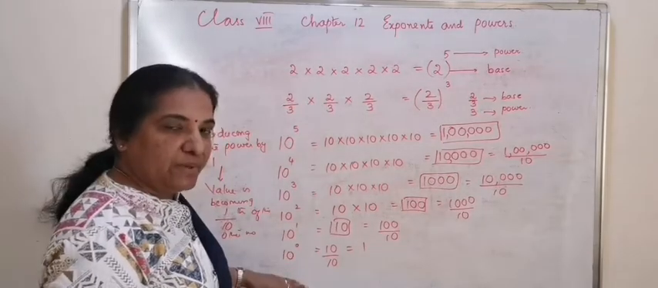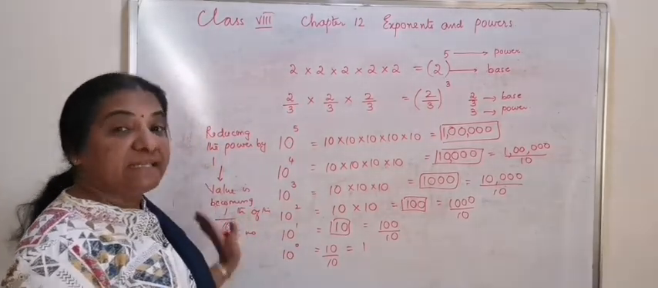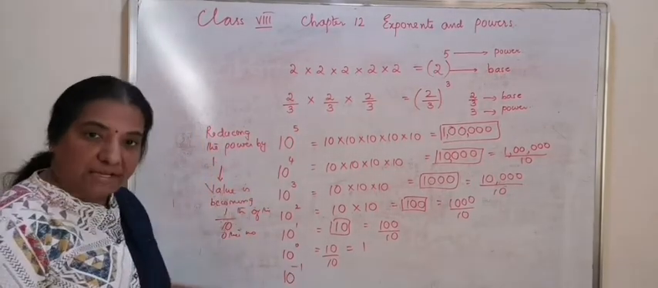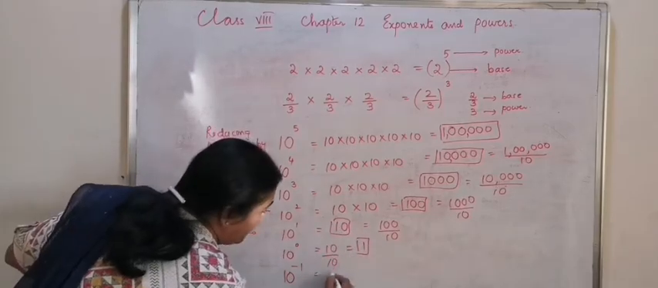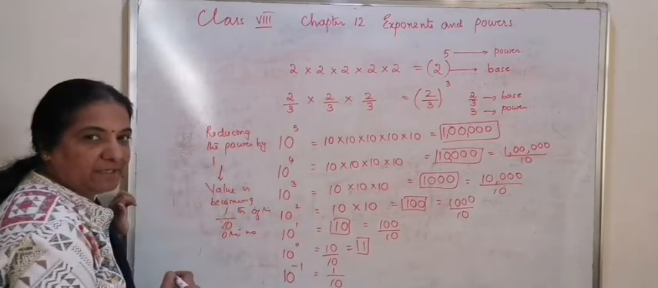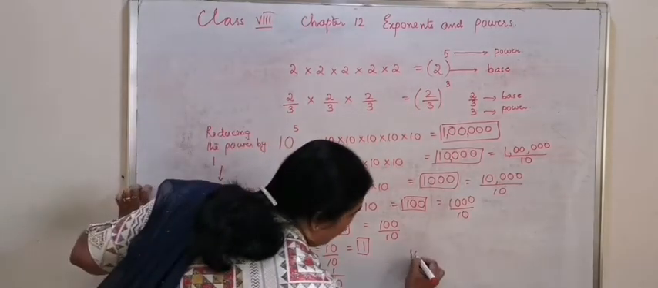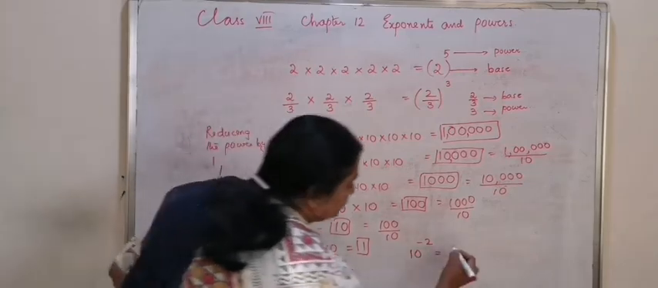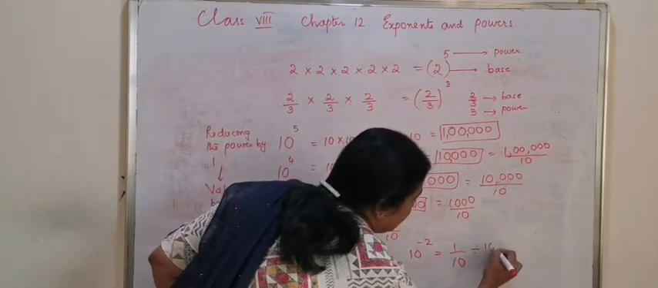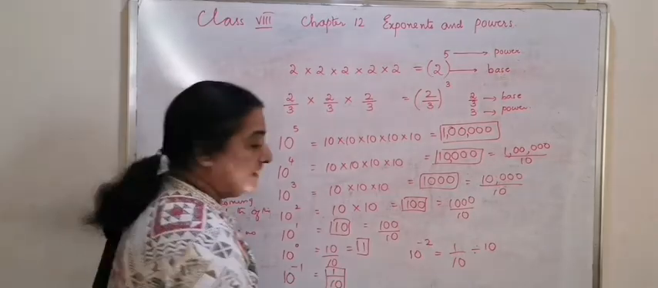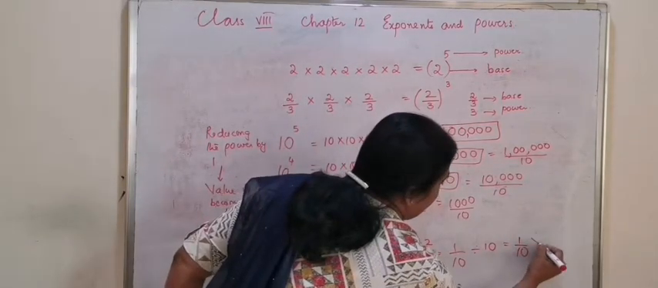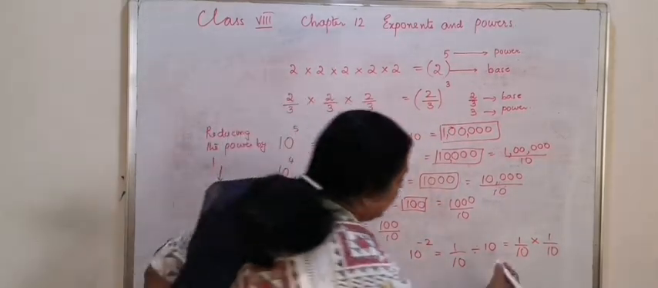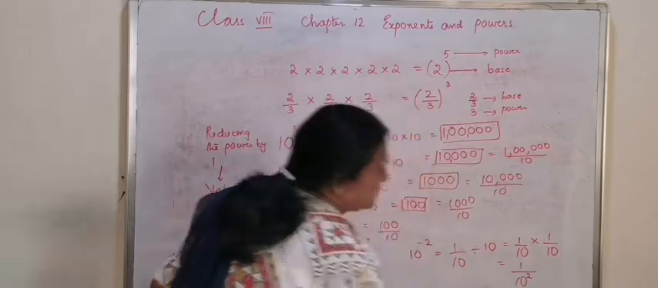If you continue in this way, the number preceding 0 is -1, so 10 to the power of -1 will be 1 by 10. Similarly, 10 to the power of -2 will be 1 by 10 divided by 10. What is the meaning of divided by 10? 1 by 10 multiplied by the reciprocal, or it is the same as 1 by 10 squared.